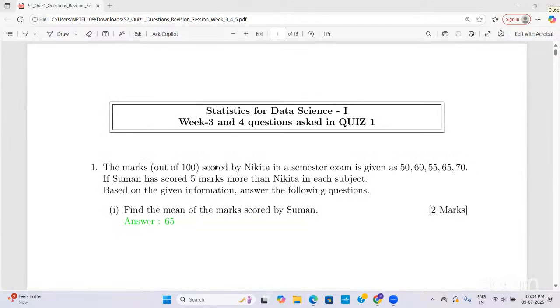Ma'am, can you share this PDF with us? Yes, it will be uploaded after the session on the portal. On the portal you will find it in the live session notes. Okay.